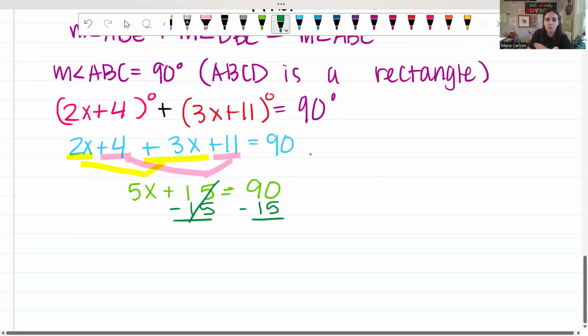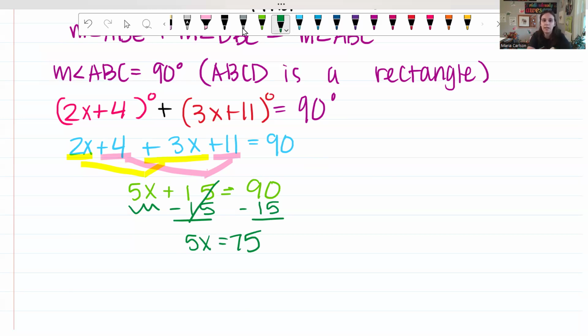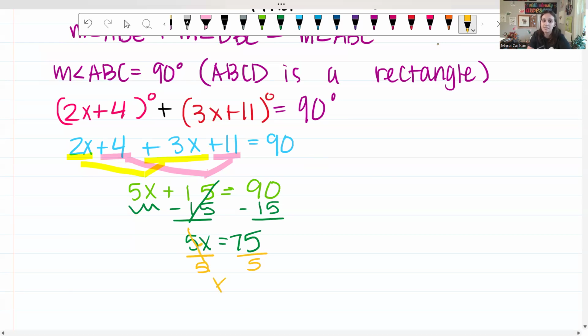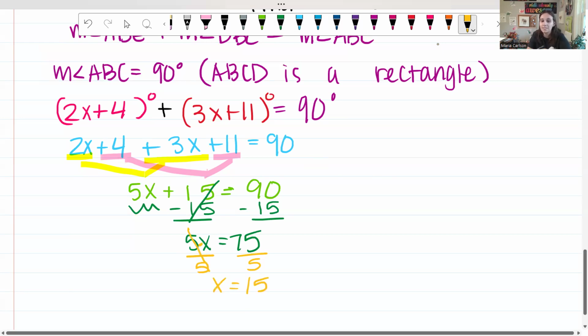So we will end up with just 5x equal to 90 minus 15, which is 75. And then to continue to get x all by itself, I have to undo this multiplication by dividing both sides by 5. So the 5s will cancel, and we're left with x is equal to 15. Now that's not our final answer, right?